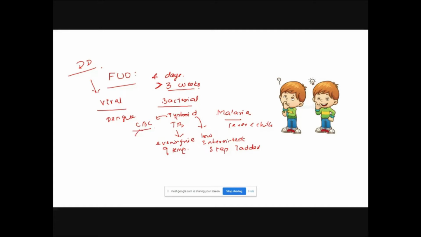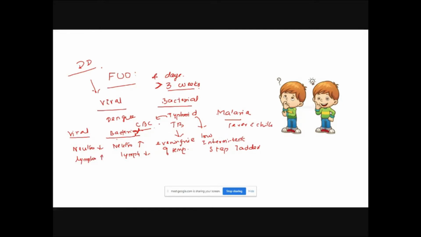And the CBC differentiates as well. Whenever there is a viral or bacterial infection, what happens to the CBC? In case of bacterial, the neutrophil count will be increased and the lymphocyte count will be reduced, which is vice versa in a viral infection. Neutrophils will be reduced and lymphocyte count will be increased.